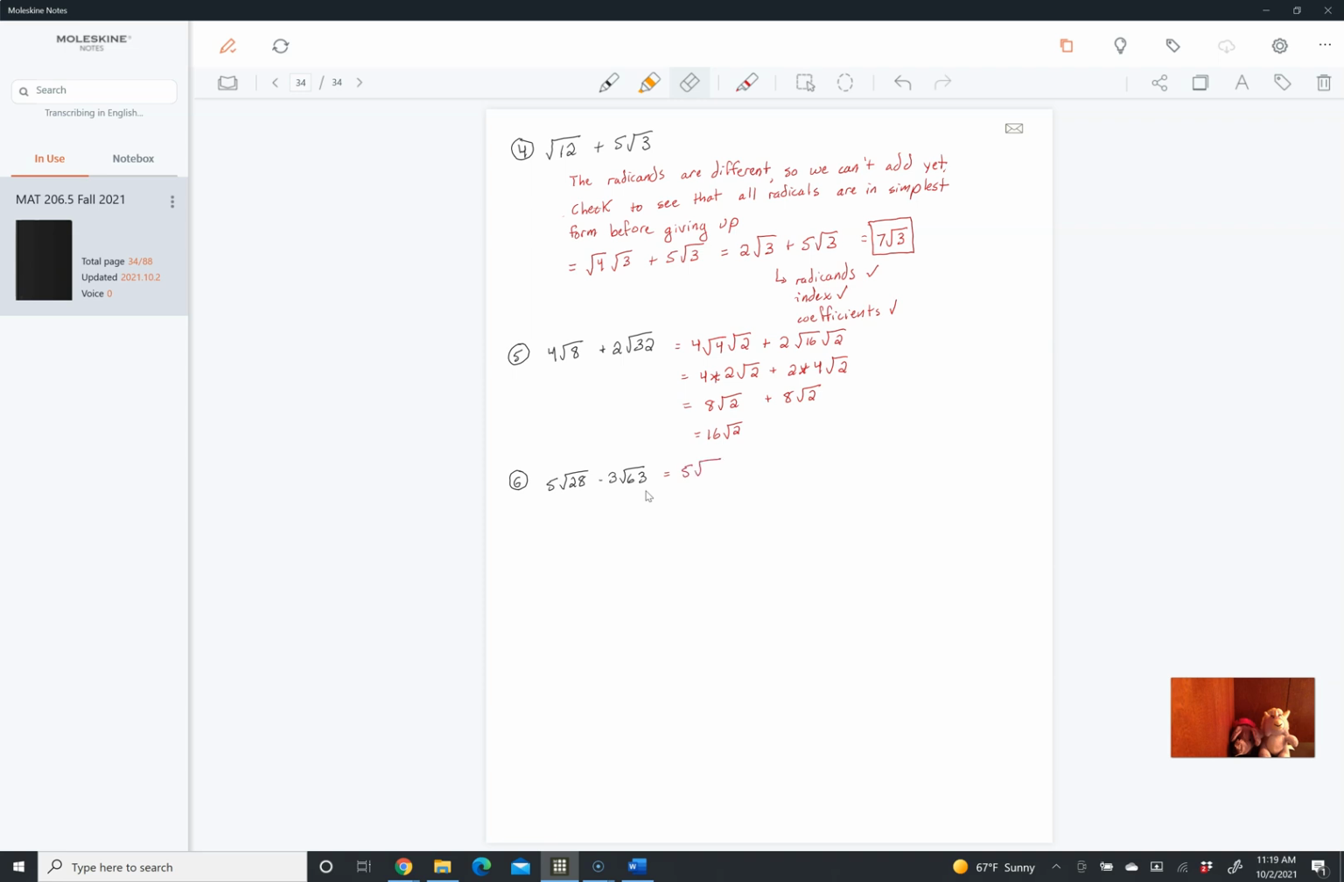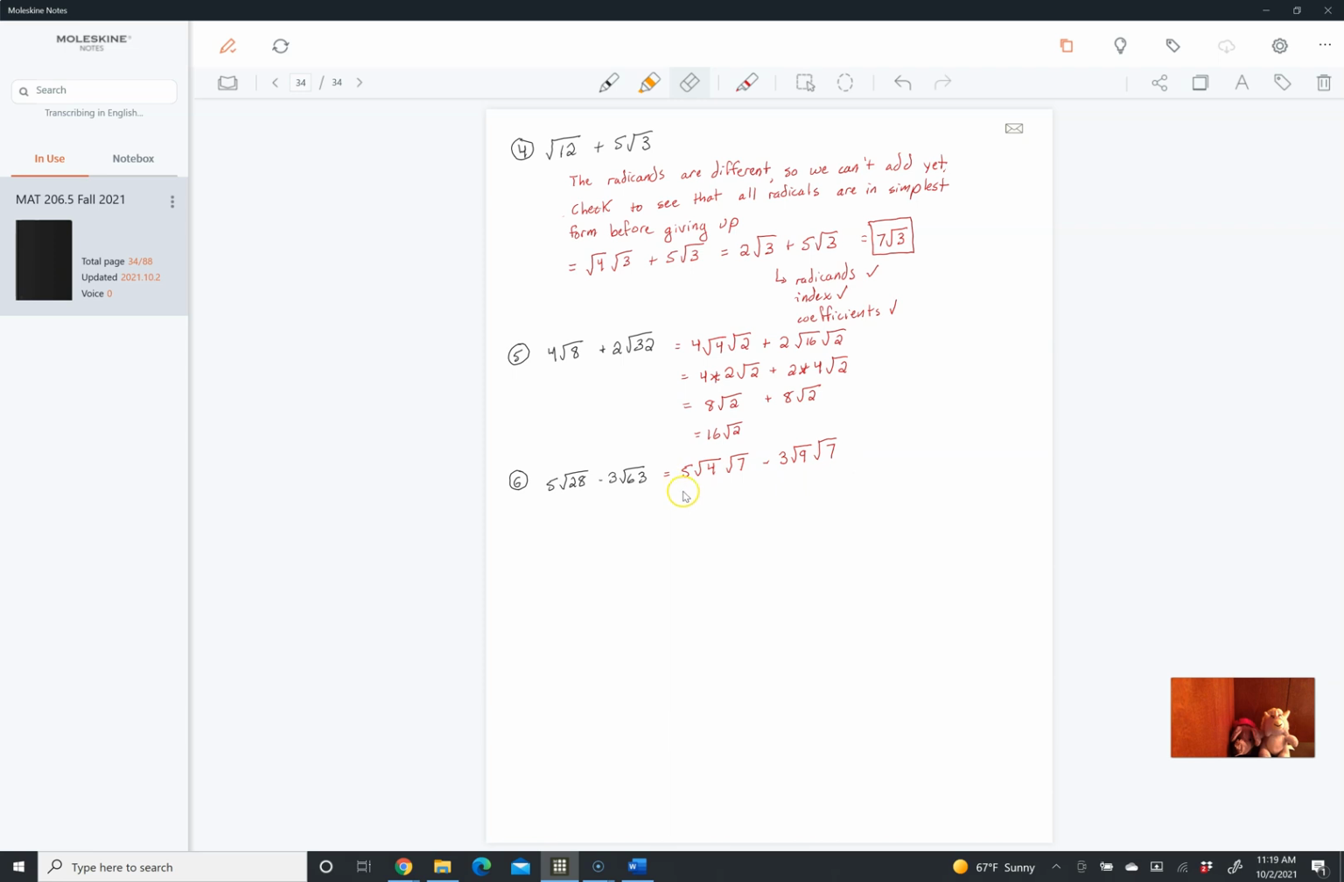28 can be divided into 7 and 4. I like to put the perfect squares first, just for elegance and the way that we write it, but it doesn't matter. Multiplication is commutative. So we have 3 square root of 9 square root of 7, and you can see that we do wind up with the same radicands here.